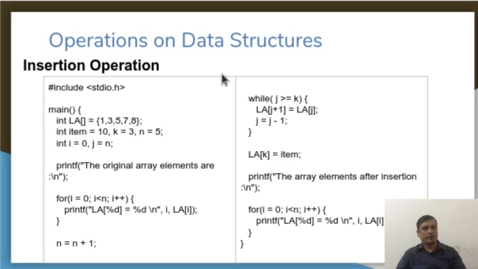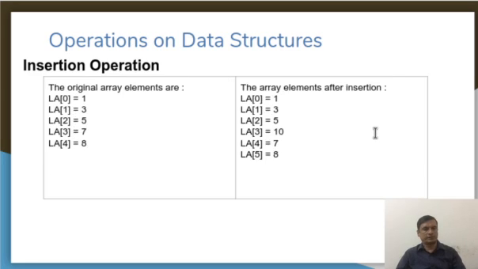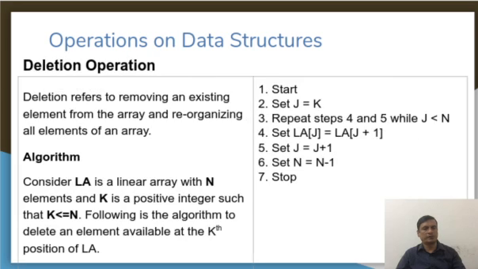So we will go back and try to understand the other operation. So this is the output of the program, and then we will try to understand the deletion operation. What this deletion operation is going to be doing is removing an existing element from the array and reorganizing all the elements of the array. So I can remove or delete the element at the beginning or at the end or at a particular position.